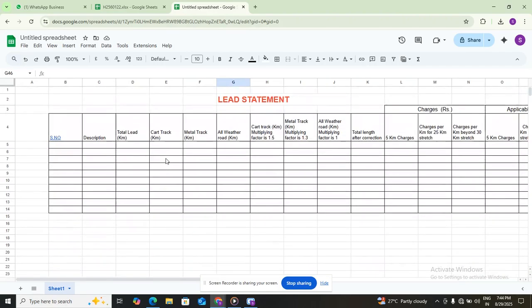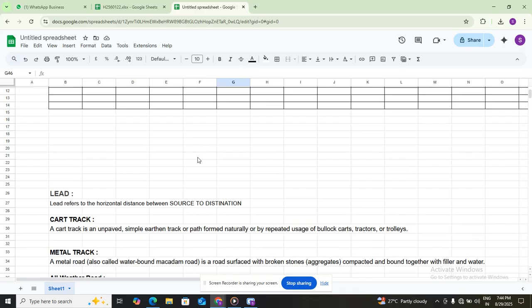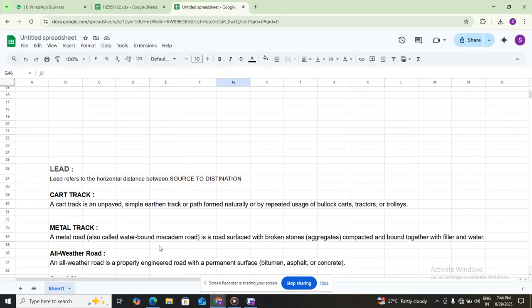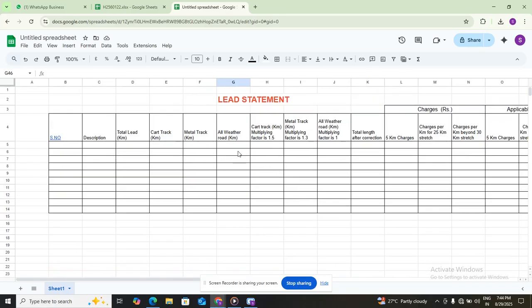Metal road is a stone road, a water bound macadam road. It is a road surface with broken stones, compacted. That is the metal road. All weather roads are tar roads and cement roads.